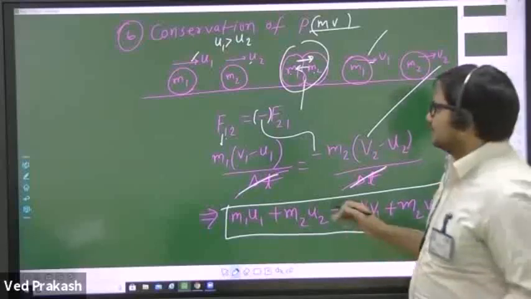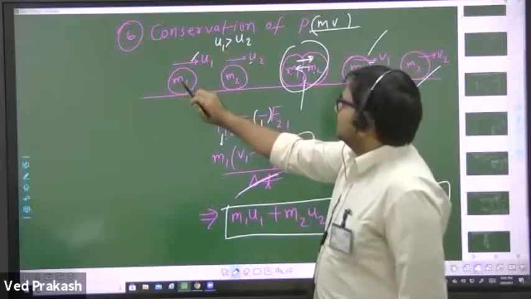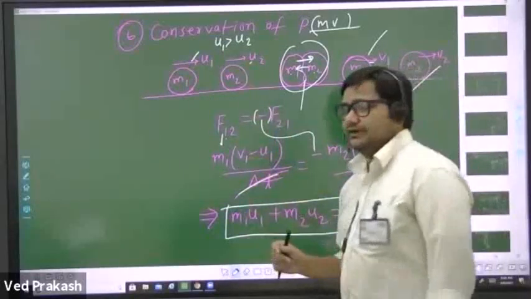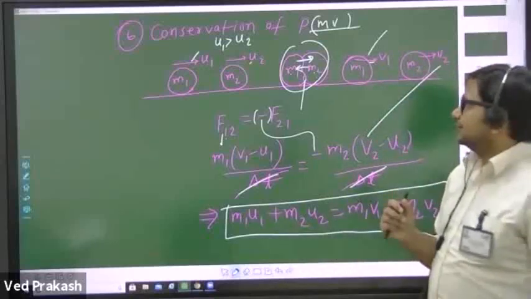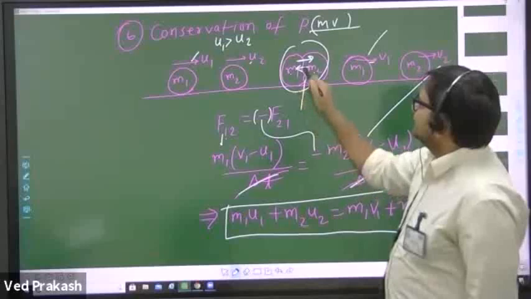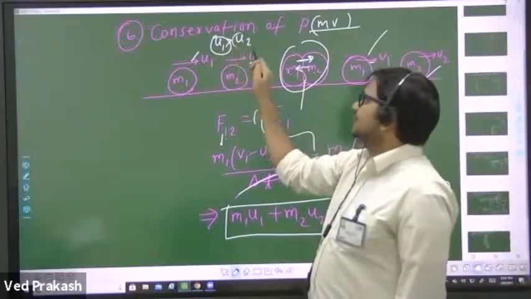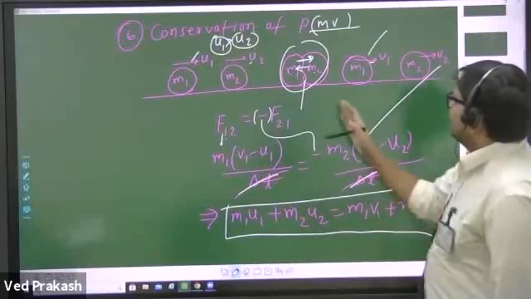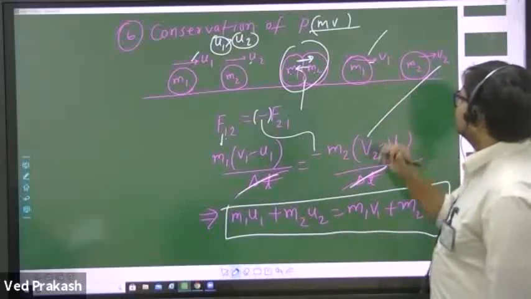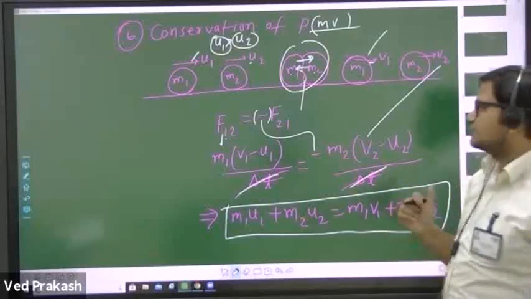So let's start. Suppose this mass m1 is moving with initial velocity u1 and m2 is moving with initial velocity u2. And after some time they collide because I have taken u1 greater than u2, right? So after collision, let's say m1 starts moving with v1 and m2 starts moving with velocity v2.